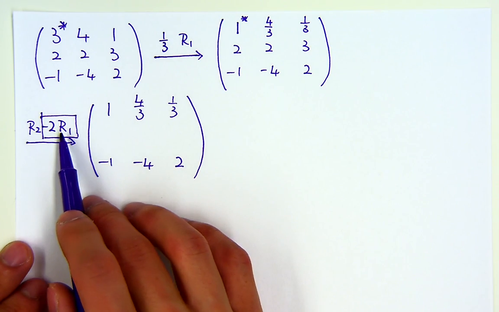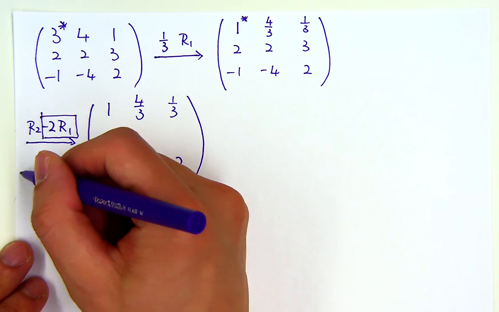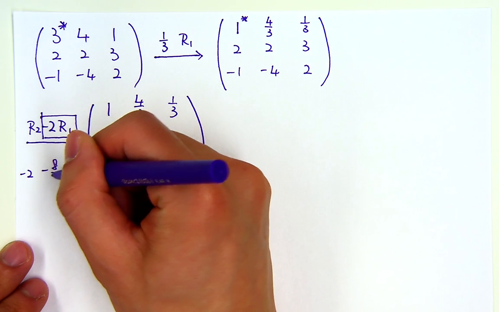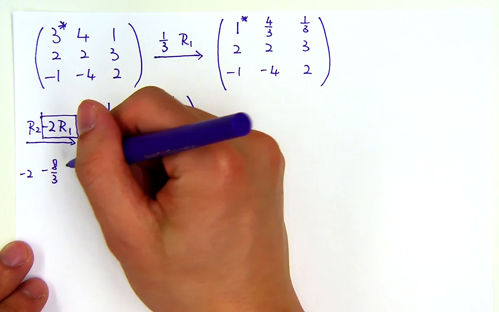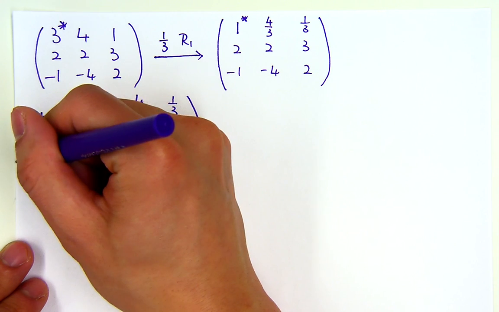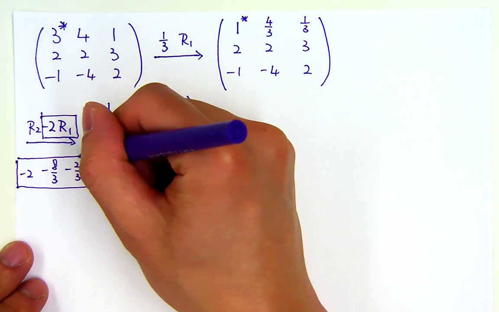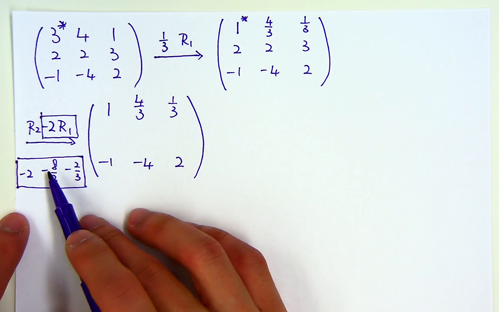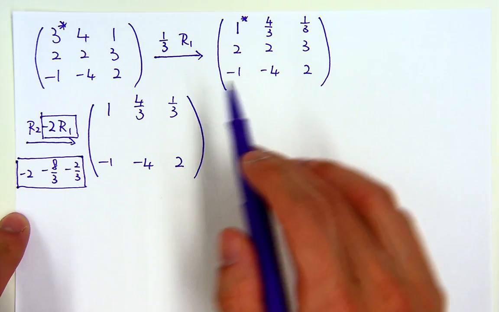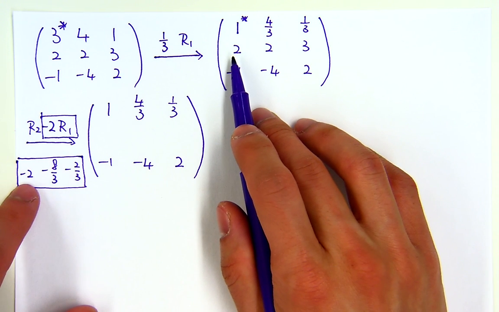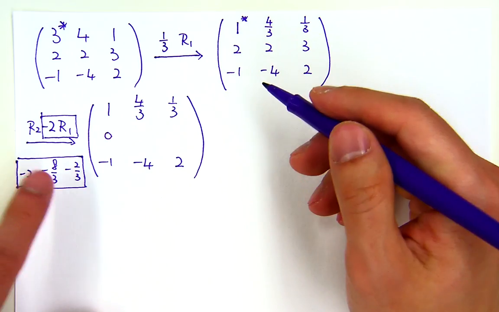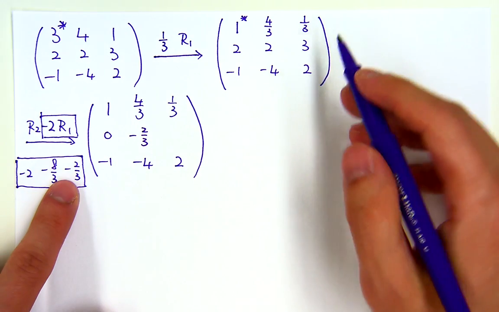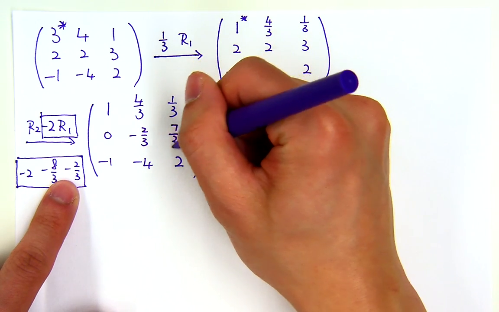So -2 times R1, we will get -2 times 1, -2, -2 times 4 over 3, -8 over 3, -2 times 1/3, -2/3, and this is our auxiliary row. You will notice that -2R1 is exactly this row. And what we are going to do is to add this to R2. So we will do it entry-wise. -2 plus 2, 0. -8 over 3 plus 2, -2 over 3. -2 over 3 plus 3, 7 over 3.